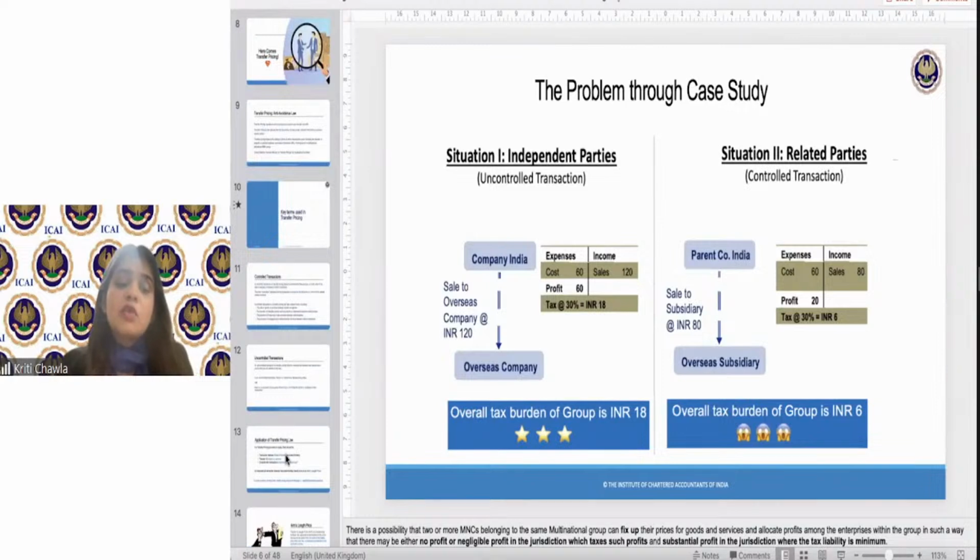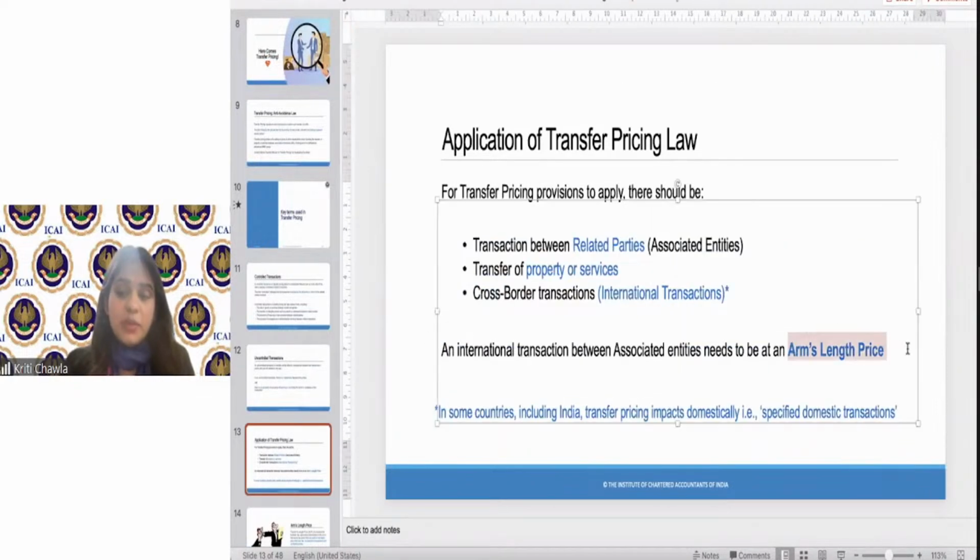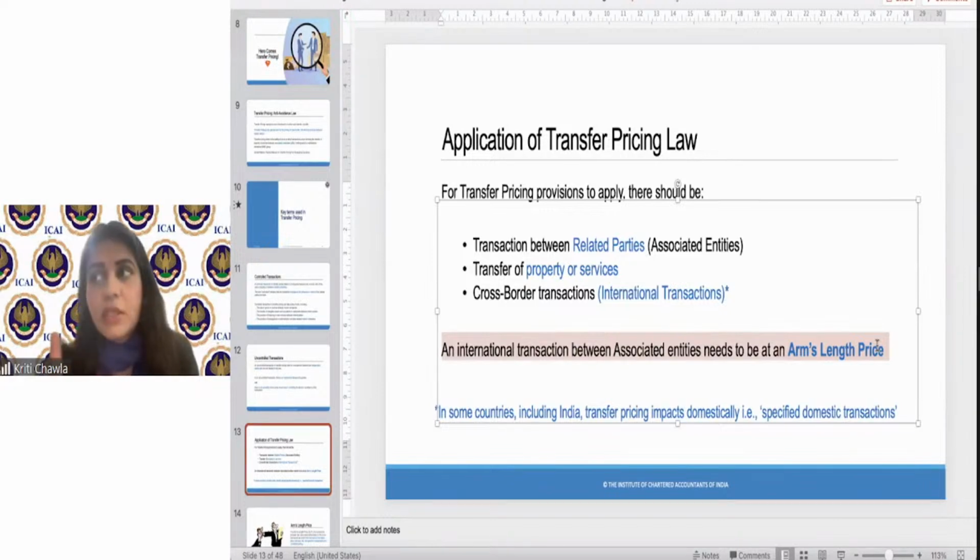Now, the thing is, what exactly is this arm's length price? This is what is provided in this particular slide. It says an international transaction between associated entities needs to be at an arm's length price and not any random price which is decided by these particular related parties. Now, the question is, what exactly is this arm's length price?